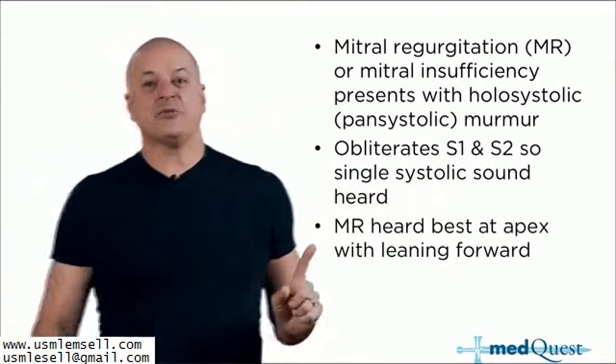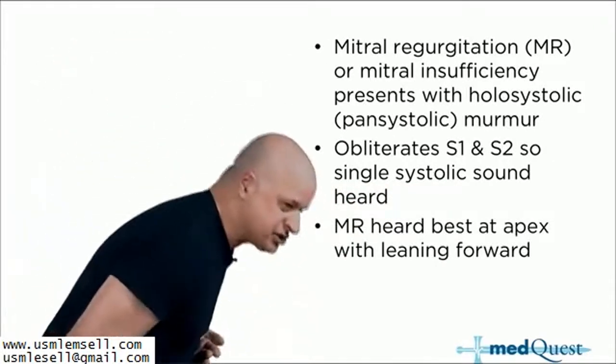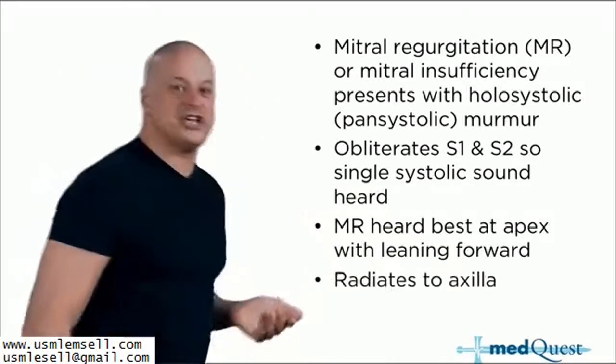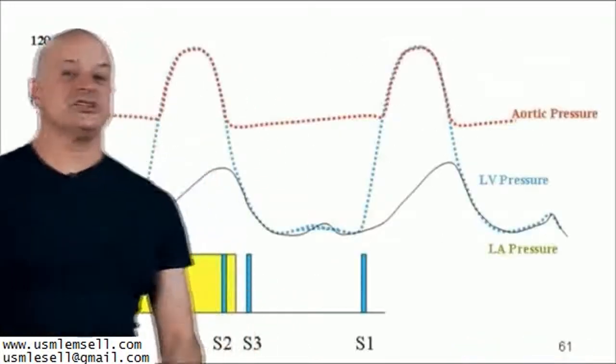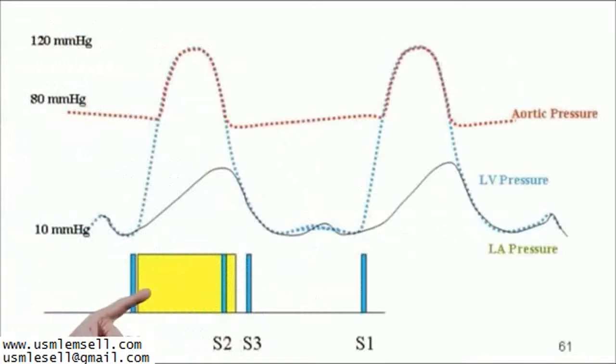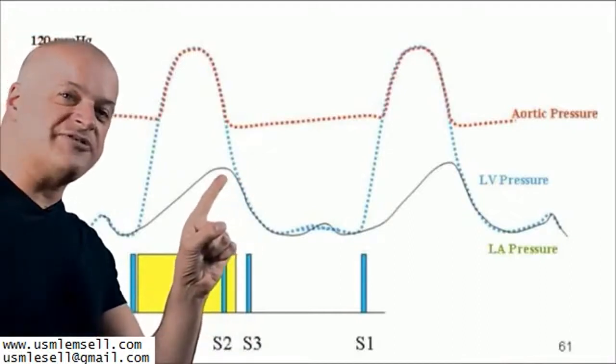It's heard better when you're leaning forward. When you lean forward, you bring your heart towards the chest, and you hear it more. And it radiates to the axilla as regurgitant murmurs do. Here's a different representation. Pause and absorb. Oh yes, obscuring S1 and S2, and this is the extra left atrial pressure.